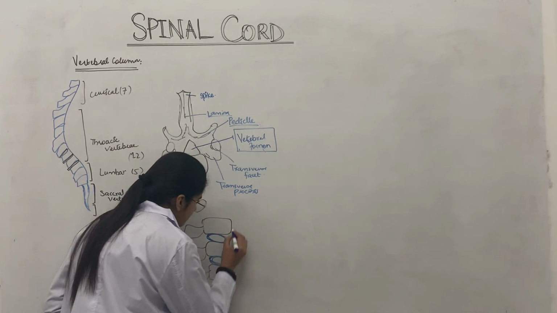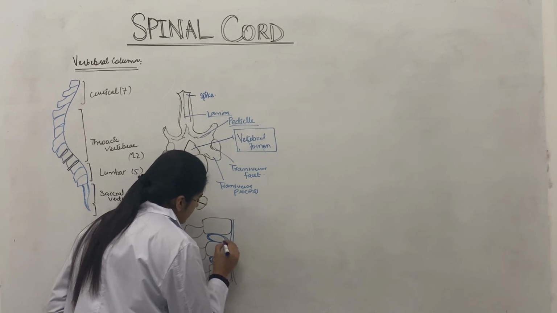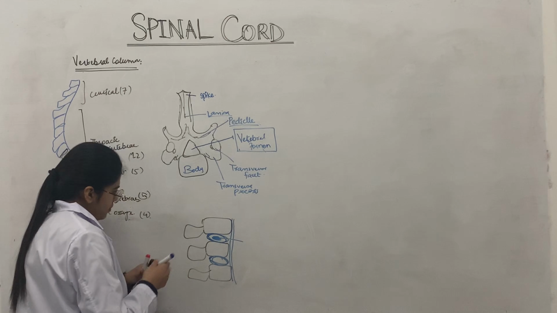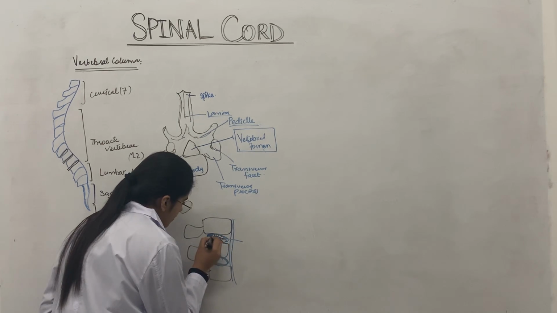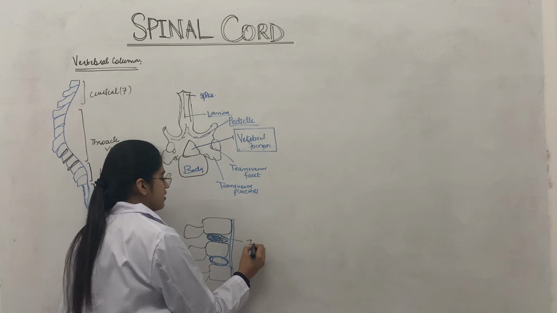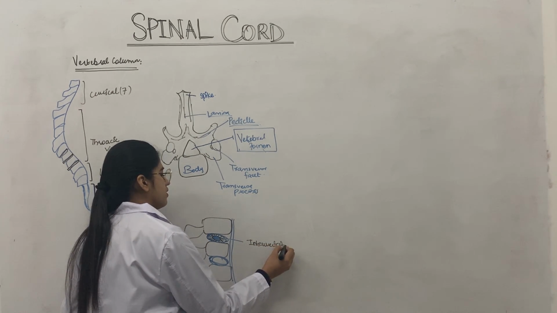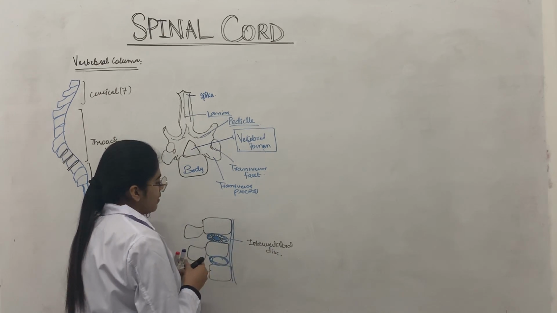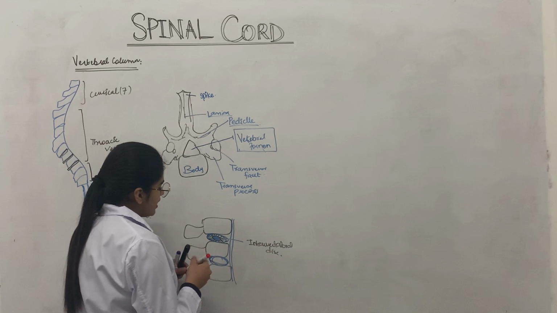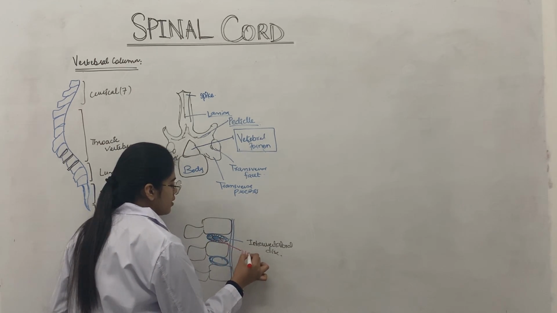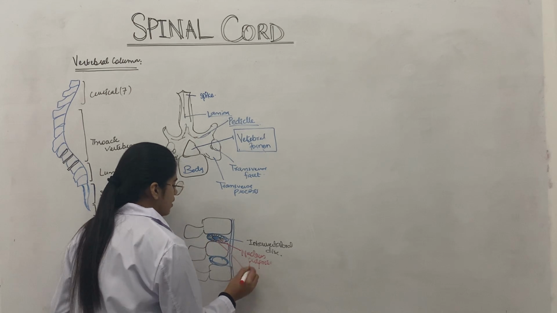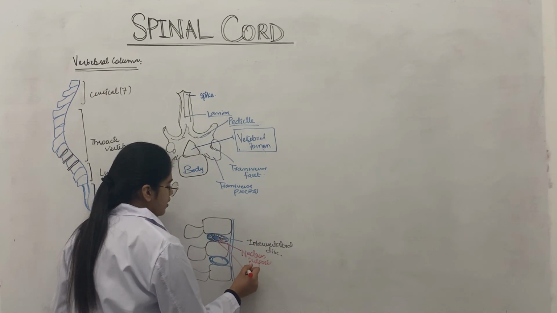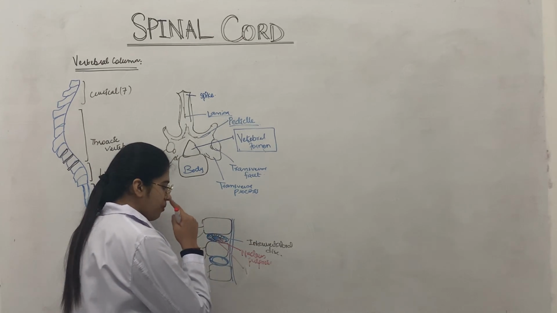So what do you think these are? These are the intervertebral discs. The intervertebral disc is present here. The in-between substance is the nucleus pulposus, and after the nucleus pulposus we have the rest of the disc.